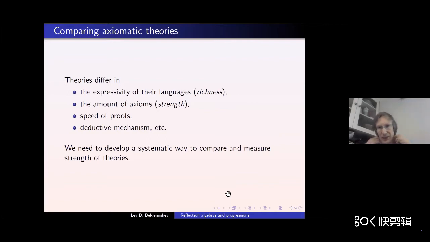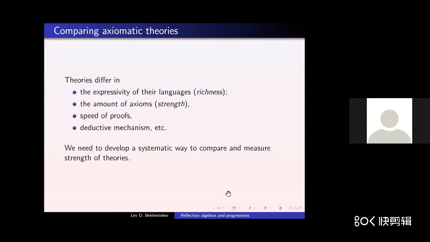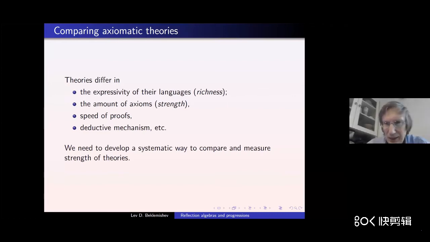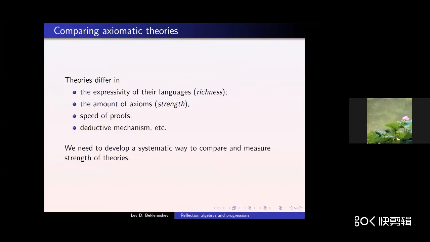But then there are other parameters that are relevant for the study of axiomatic theories, especially in connection with incompleteness theorems. For example, the speed of proofs, the length of proofs, the particular deductive mechanism, which rules are used and how. So the study of all these aspects and the comparison of various systems is the main subject of proof theory. It's a theory which studies axiomatic systems and proofs in them.